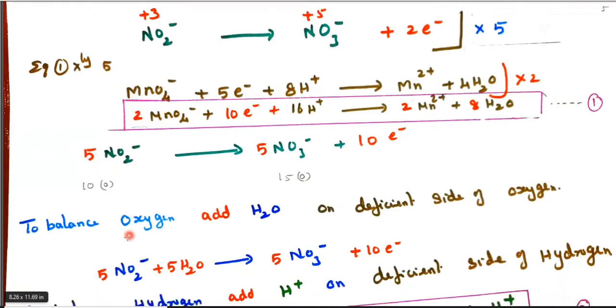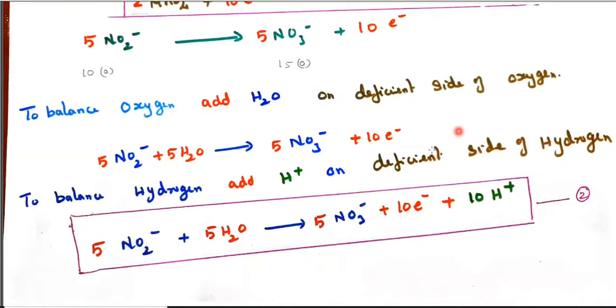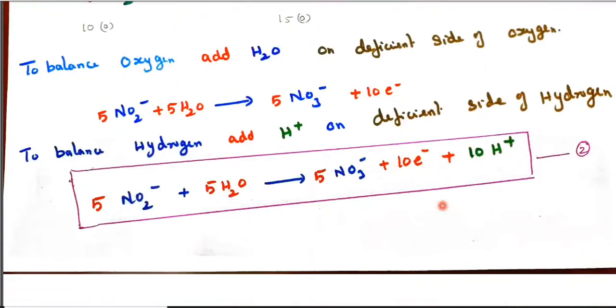So we have to apply the rule: to balance oxygen, add H2O on the oxygen-deficient side. Here 5 is the difference, so we should add 5 H2O. I have written 5H2O on this side. Next, after writing 5H2O, that side is deficient in hydrogen. So to balance hydrogen, add H plus ions on the hydrogen-deficient side. 5 into 2, 10, so we should write 10 H plus on the deficient side. So 5 NO2 minus plus 5 H2O gives 5 NO3 minus plus 10 electrons plus 10 H plus.